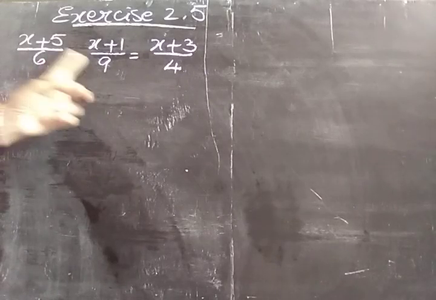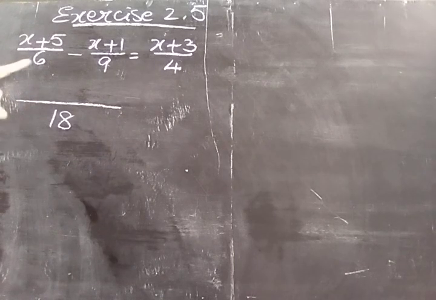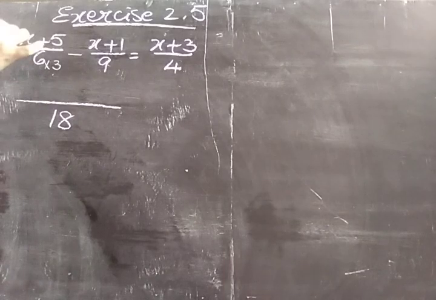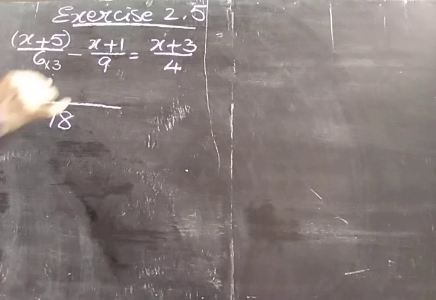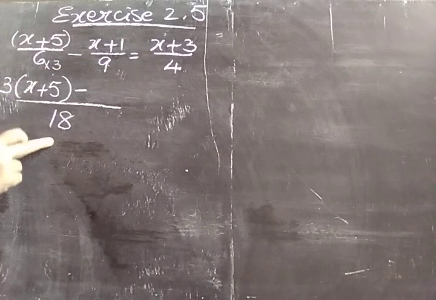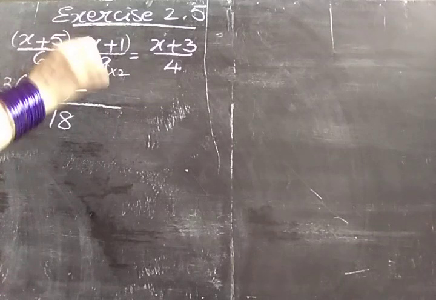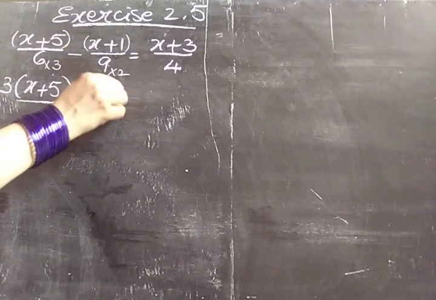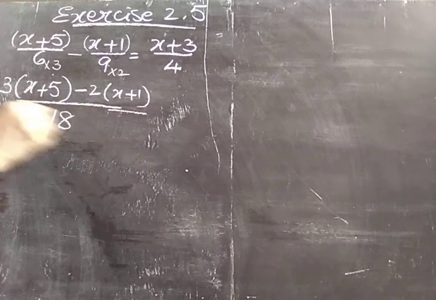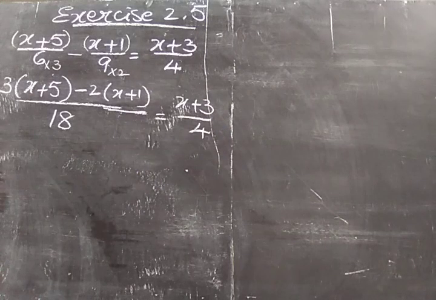6 and 9, what is the LCM of 6 and 9? 18. 18 is the LCM of 6 and 9. So 6, how many times to get 18? 6 3s are 18. So the numerator x plus 5 you should multiply by 3. 3 into (x + 5). As usual, like fractions. Minus 9, how many times to get 18? 9 2s are 18. So multiply the numerator by 2. So 2 into (x + 1) by 18. That is equal to (x + 3)/4, as it is, the RHS.